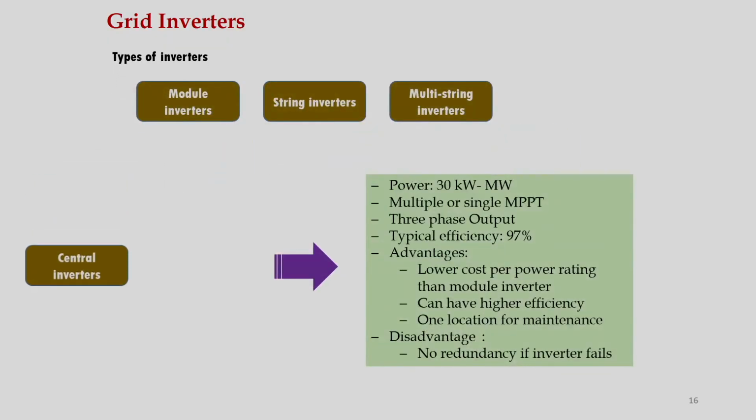And for central inverters, normally for very high power ratings we will go for central inverters. They have multiple MPPTs and always a 3-phase output, and efficiency is quite good, about 97%, and advantages include lower cost per power rating than module inverter, higher efficiency, and one location for maintenance. The only disadvantage is no redundancy if the inverter fails. So, these are different kinds of inverters. Based on the situation we can select the best inverter for a particular application.